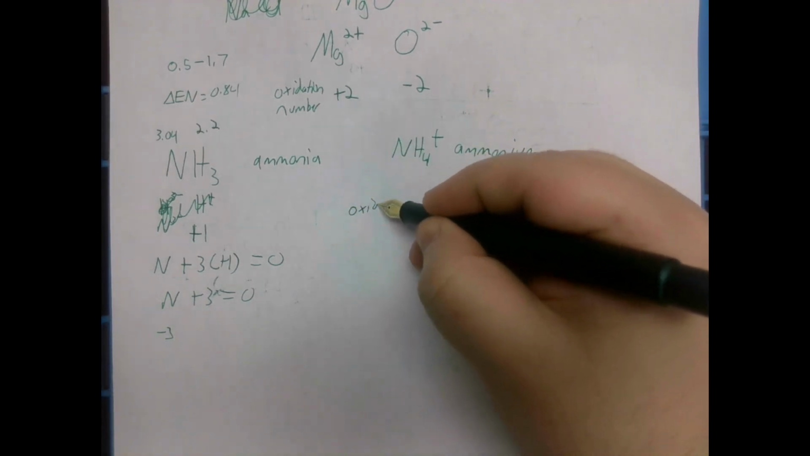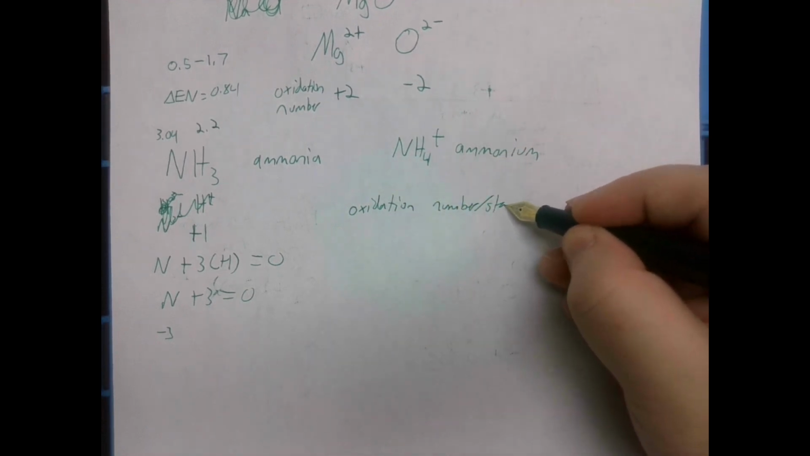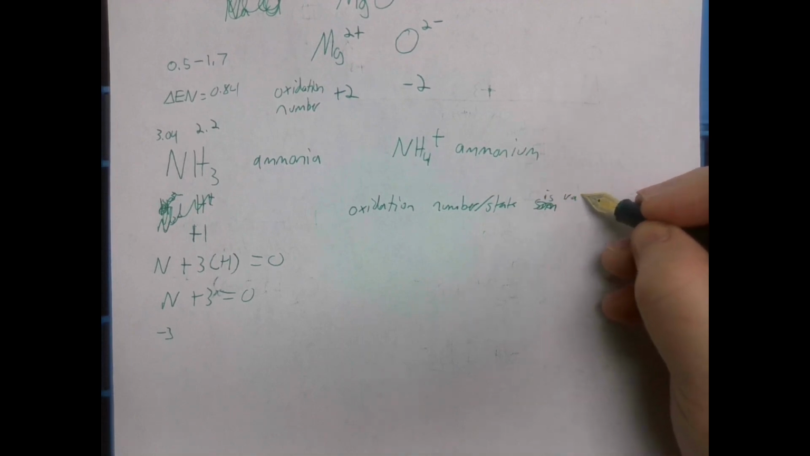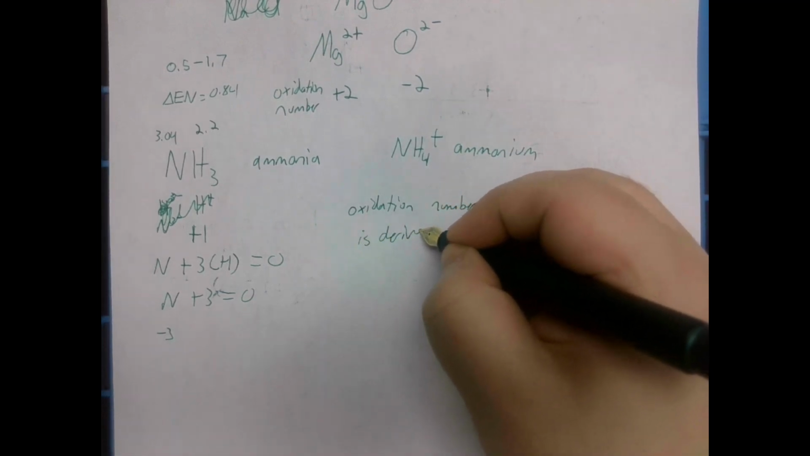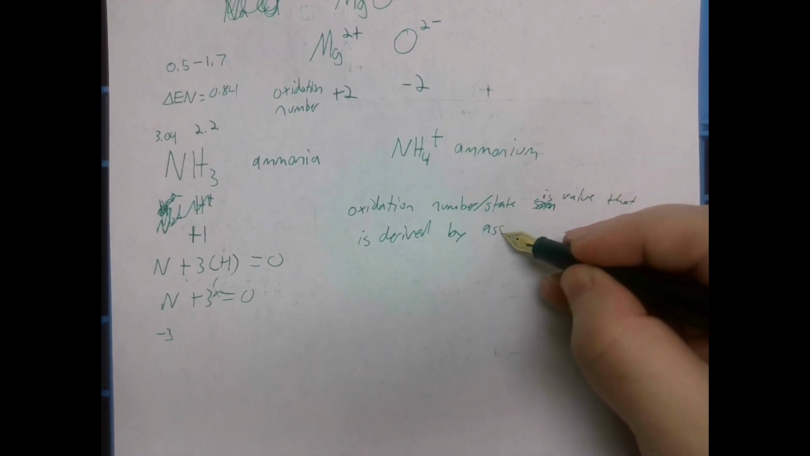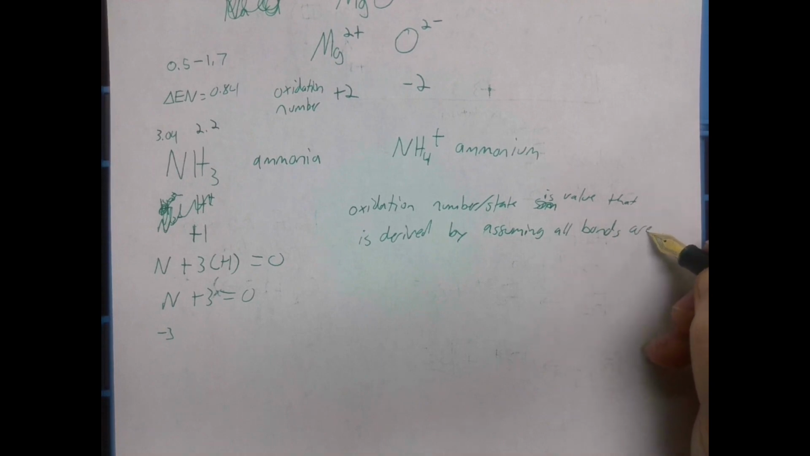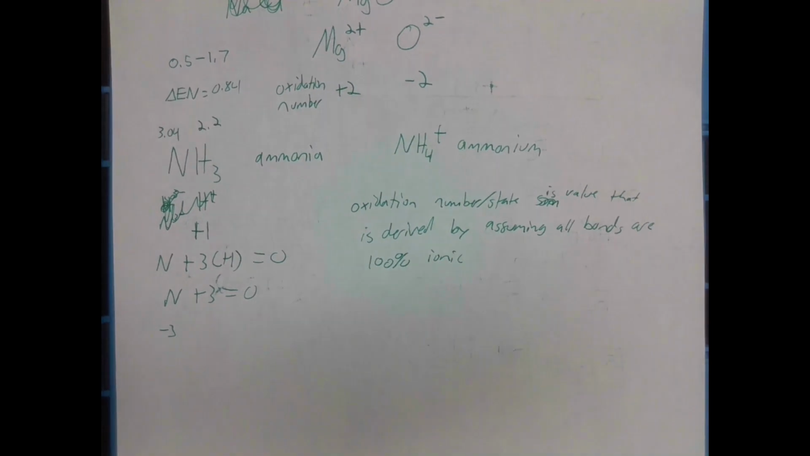Oxidation number or state is a value that is derived by assuming all bonds are 100% ionic. We know this is covalent, so the electrons are actually shared.